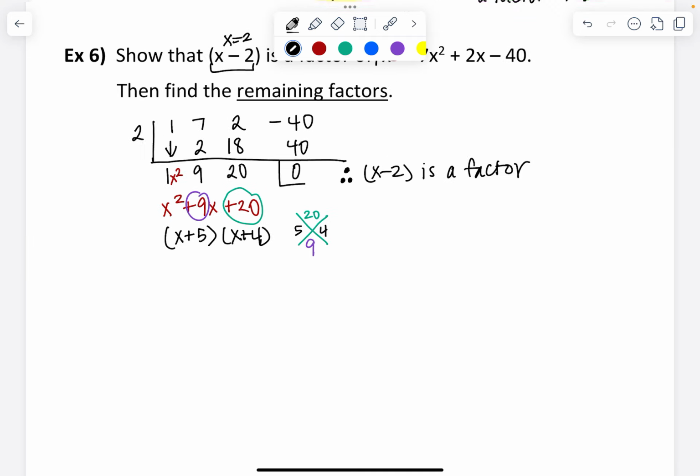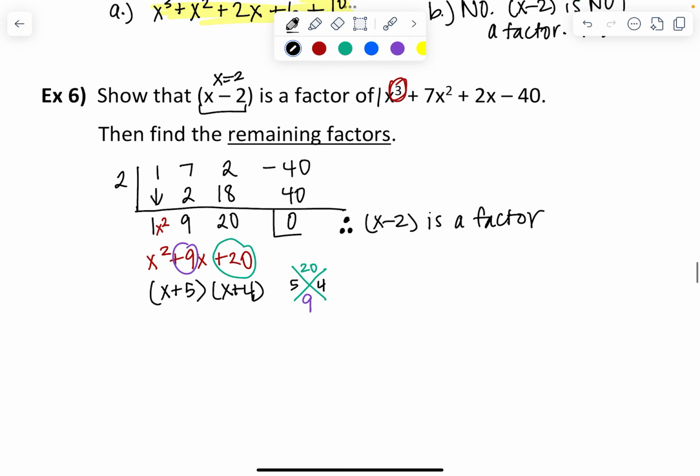So this degree 3 polynomial in its factored form would be x plus 5, x plus 4, and the x minus 2 that they already gave us.